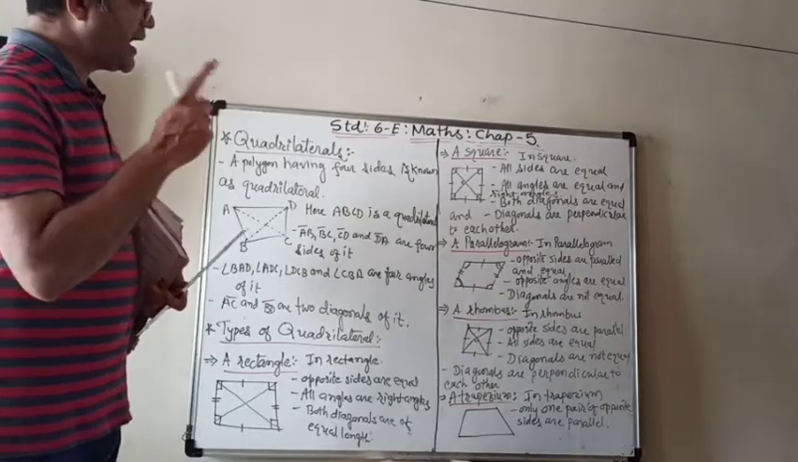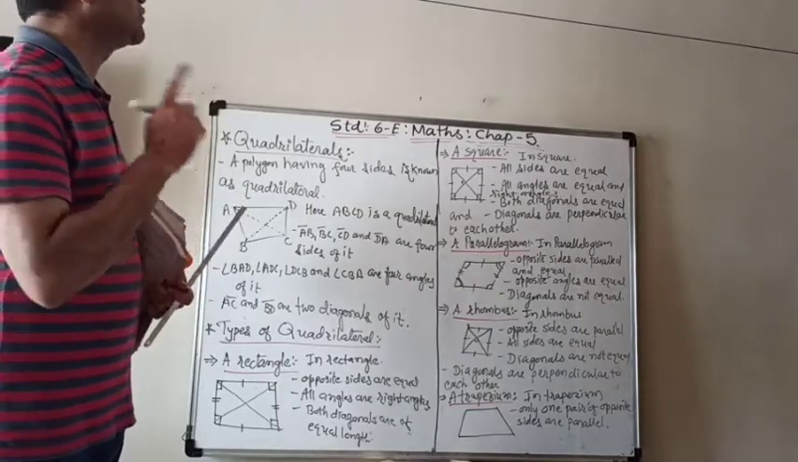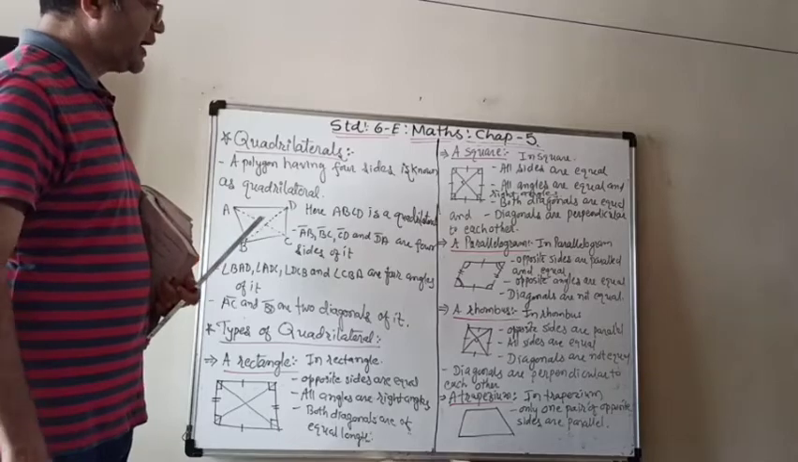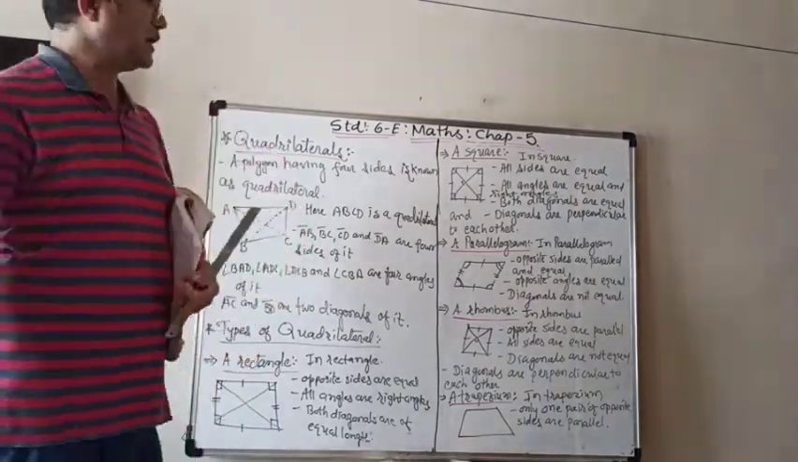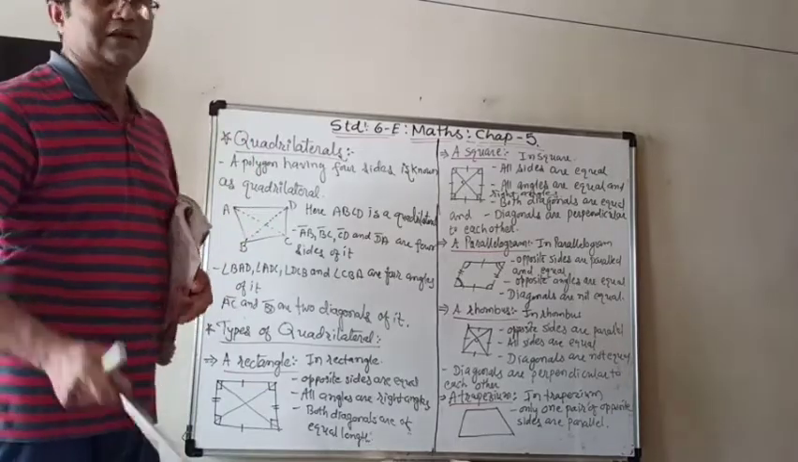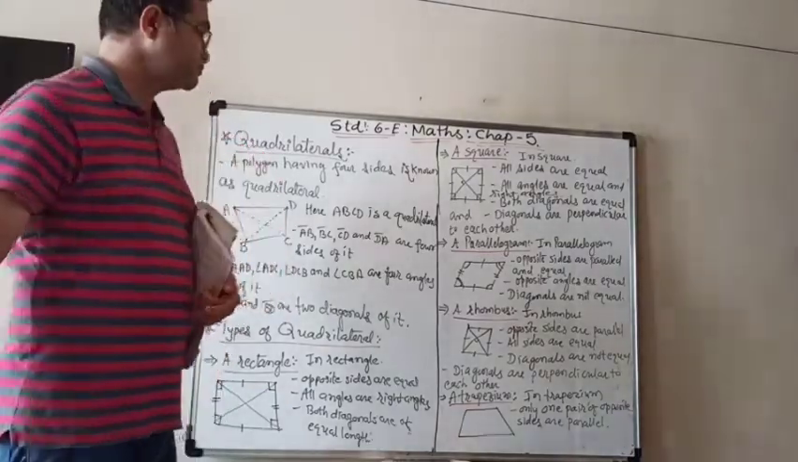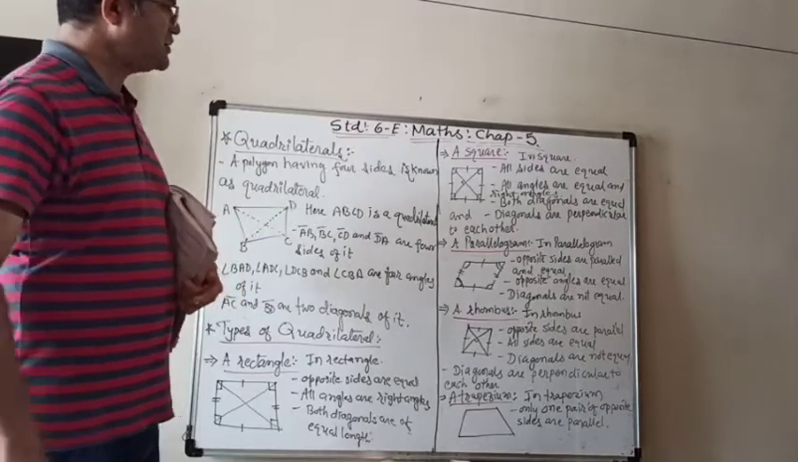And the diagonals are not equal. The diagonals are not equal here. In a parallelogram, the lengths of the diagonals will be of a different measure. Now the other one is the rhombus.